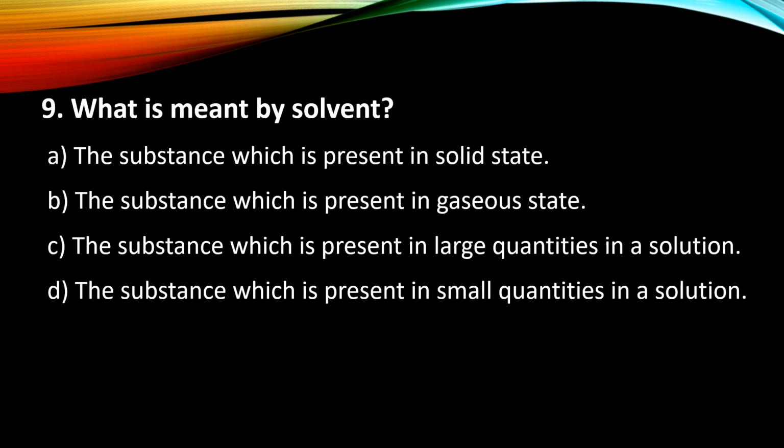If you know what solute is, you will definitely write the correct answer for this question, students. What is meant by solvent? Options. A, substance which is in solid state. B, substance which is in gaseous state. C, substance which is present in large quantities in a solution. D, substance which is present in small quantities in a solution. Right? Shall we move on to the next question?